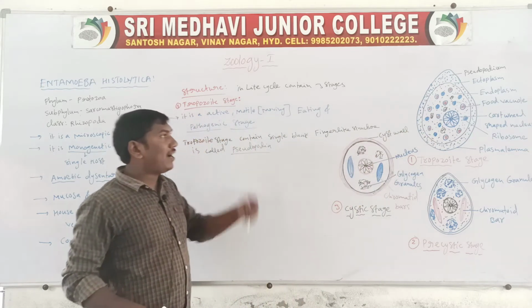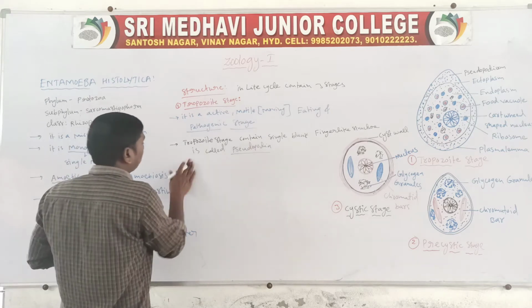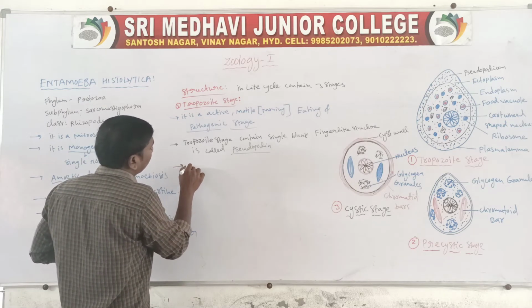Next, the body of the trophozoite stage is covered by the plasma membrane.